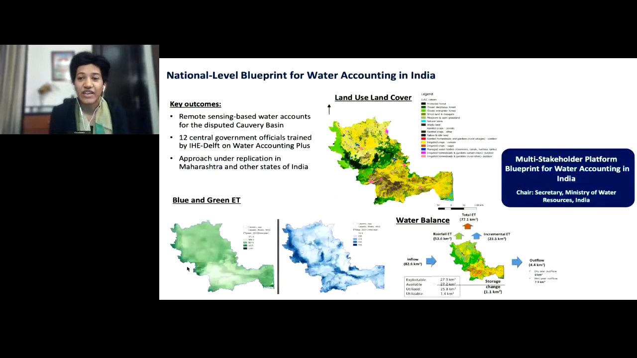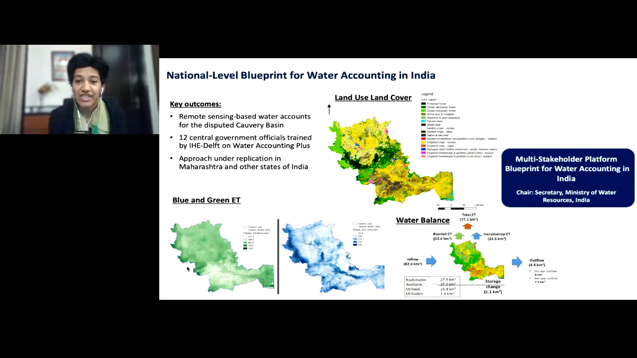In India, at the national level, we worked on a blueprint for water accounting, and this was developed under our platform, which was chaired by the Secretary of Water Resources. So it was a multi-stakeholder initiative. And the context was that there were interstate water sharing disputes on one of the key basins in India, which is the Kaveri Basin. And there was lack of data with which the central government could adjudicate. So we actually facilitated the development of water accounts through satellite imagery. And then the water accounts were triangulated with field assessments for the final results.